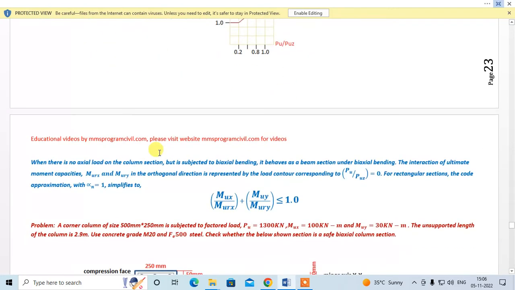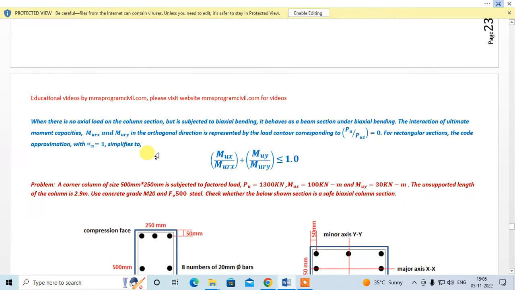Another important point: sometimes a column has two moments, Mx and My, but there is no axial force. In that case, Pu by Puz is taken as 0 and the corresponding alpha n is taken as 1, and the above formula will turn into this. So when there is no axial force on a biaxial column, you have to use this formula. That's simple.